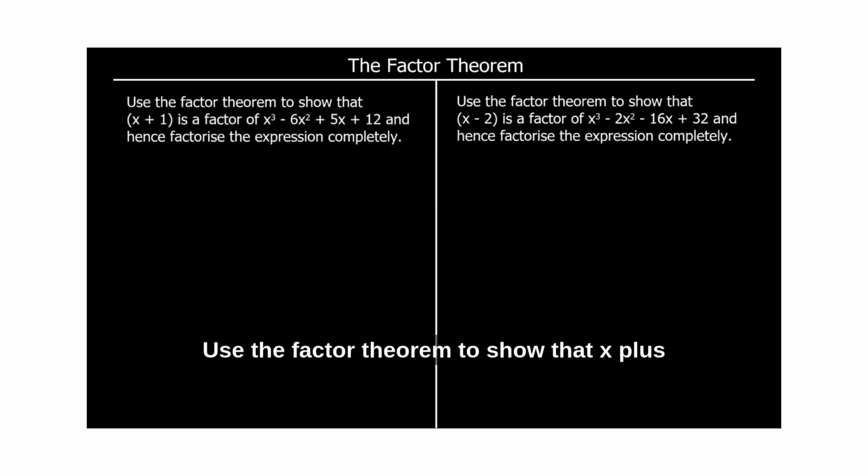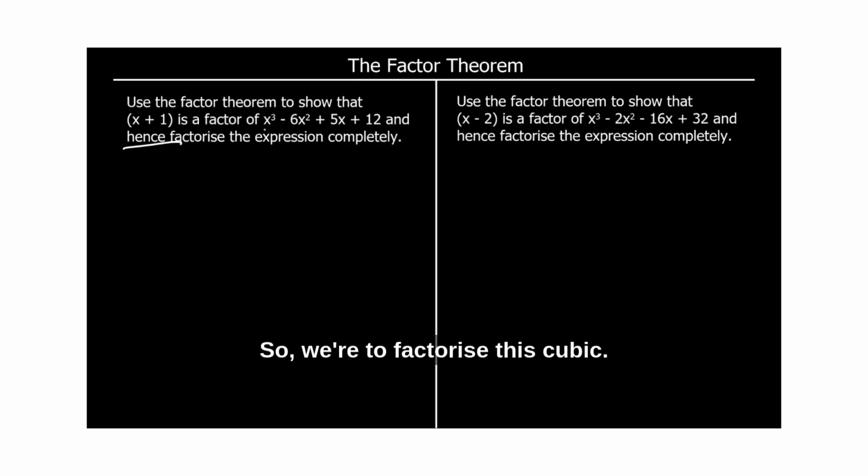Use the factor theorem to show that x plus 1 is a factor of x cubed minus 6x squared plus 5x plus 12, and hence factorize the expression completely. So we're going to factorize this cubic, and we have to first show that that is a factor. One of the brackets is x plus 1. And to show it's a factor, we have to substitute in negative 1. If negative 1 gives an answer of 0, then it is a factor.